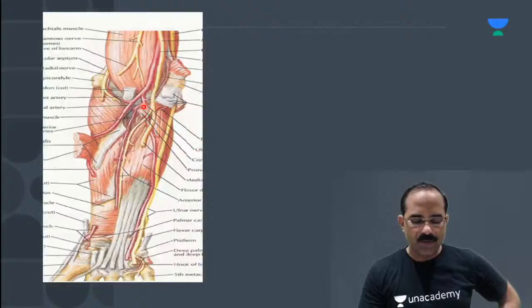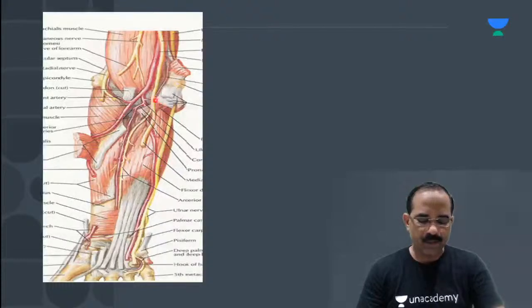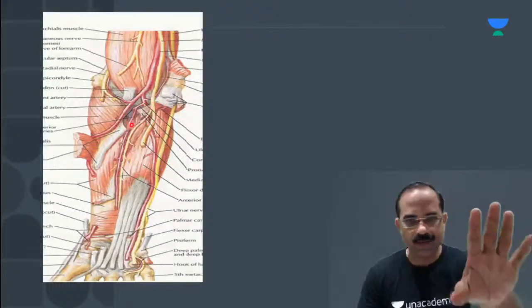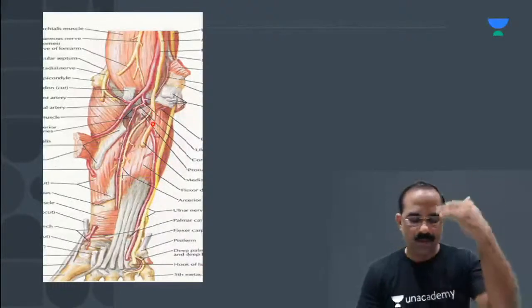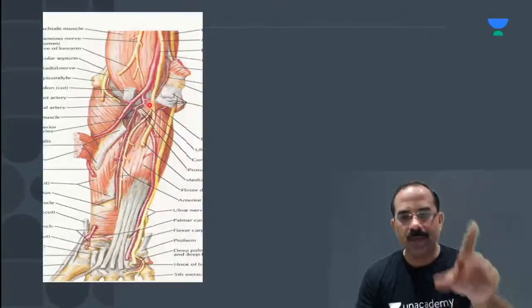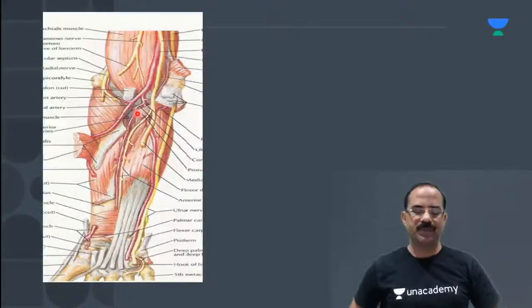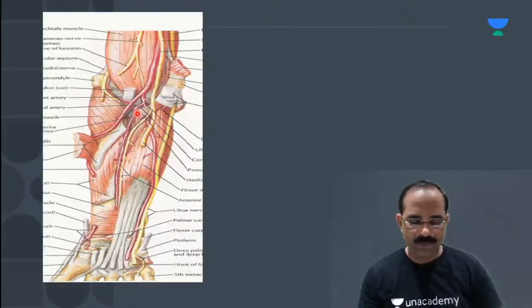So what goes deep to the deep head of Pronator Teres? The ulnar artery. So who's going to separate the median nerve from the ulnar artery? Is this clear now? The median nerve is separated from the ulnar artery by the deep head of Pronator Teres. I hope this is clear. That's the ulnar artery. That's a median nerve. That's the deep head of Pronator Teres. Superficial head we have cut.